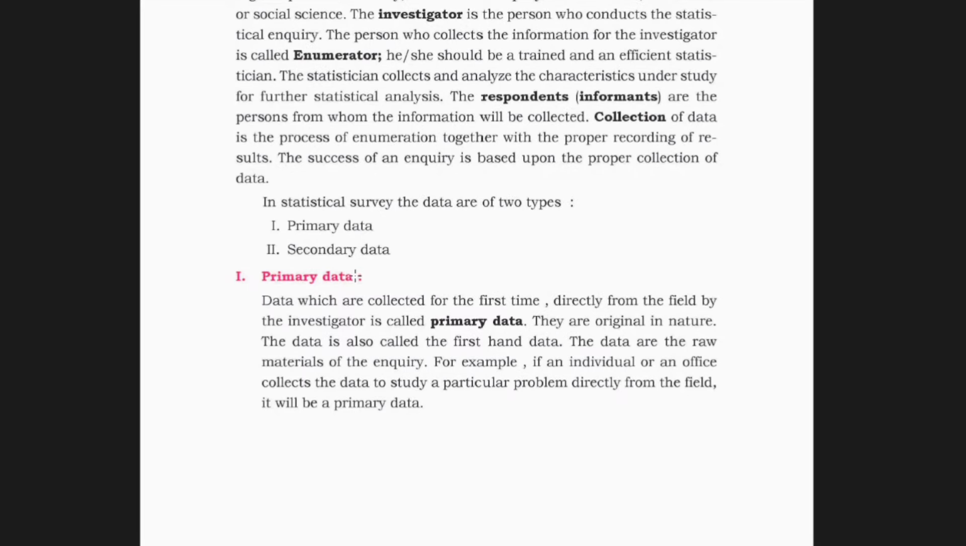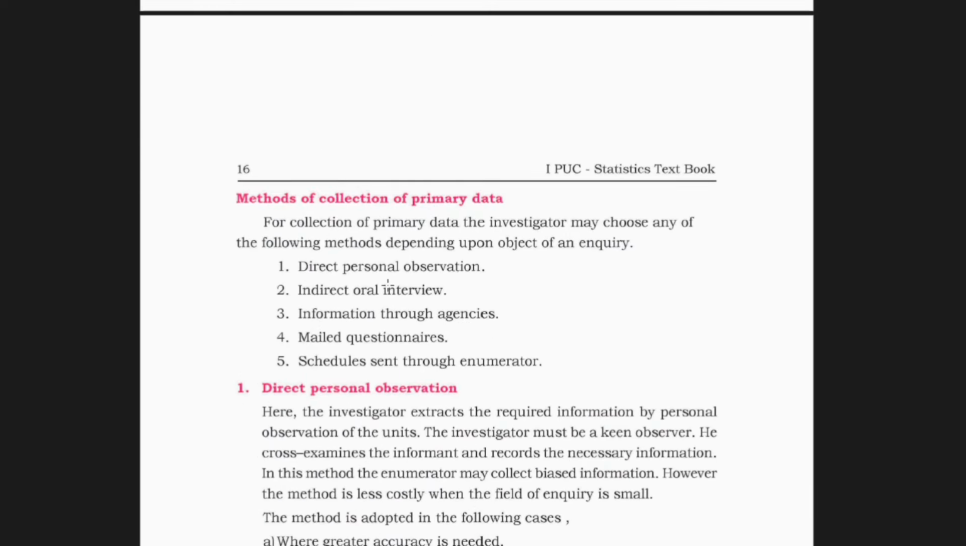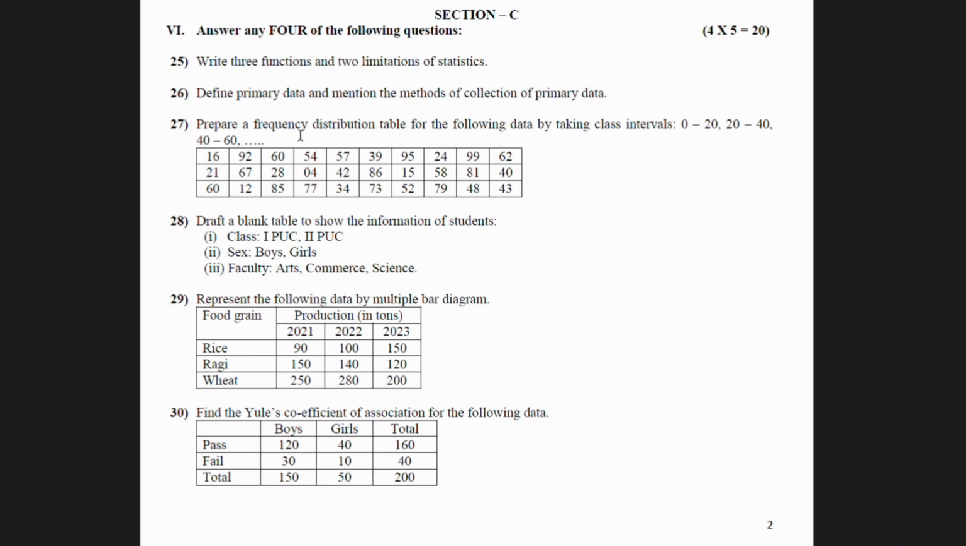Next, they have asked you to mention the methods of collecting primary data. Now they have asked you to mention it, so just write the names. That is direct personal observation method, indirect oral interview, information through agencies, mailed questionnaires, and schedules sent through enumerators. So make sure you write them. Don't explain them, just mention them. So this is your answer for question number 26.